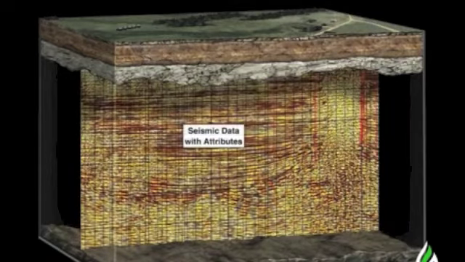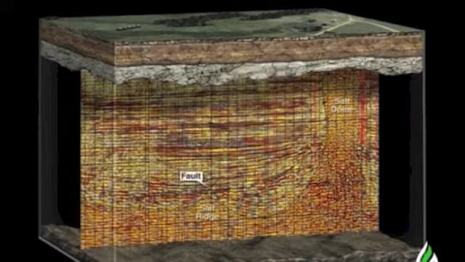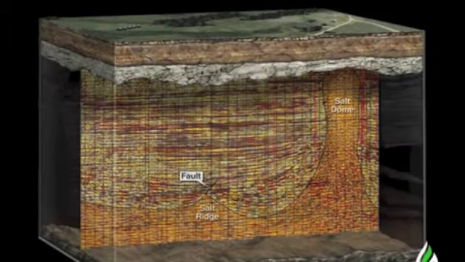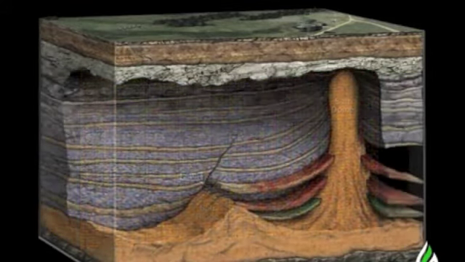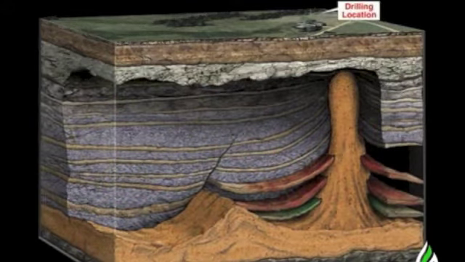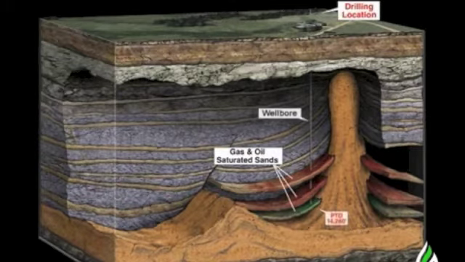Seismic data with colored attributes depicts a much greater level of subsurface detail. Underground geologic features then become much easier to identify and target. Once the potential oil and gas reservoirs are identified in the subsurface, drilling and production may begin.